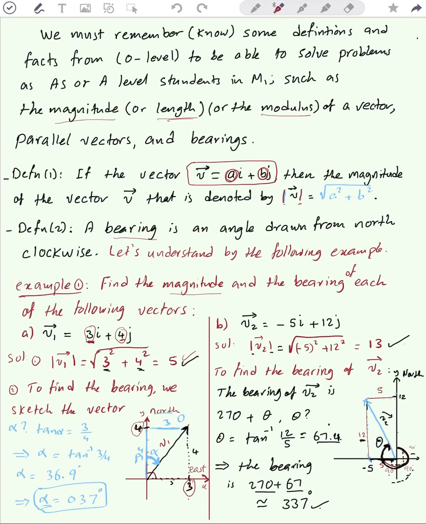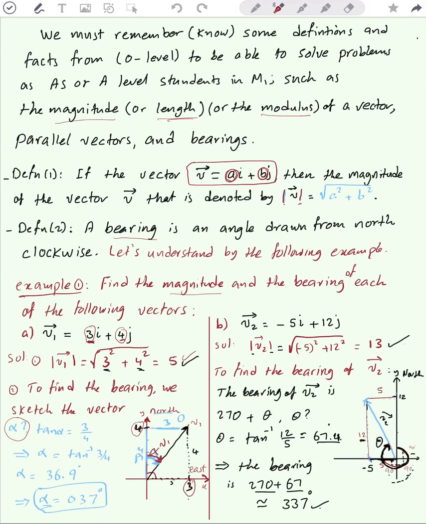So to find the bearing, we can do many methods, 2 methods mainly, but we'll do the shortest one. This is the vector V1, and this is the angle. Look, this is the north, which is the positive y-axis, and this is the angle alpha. We move clockwise from north. So the angle alpha is the bearing we are finding, which can be found in one step.